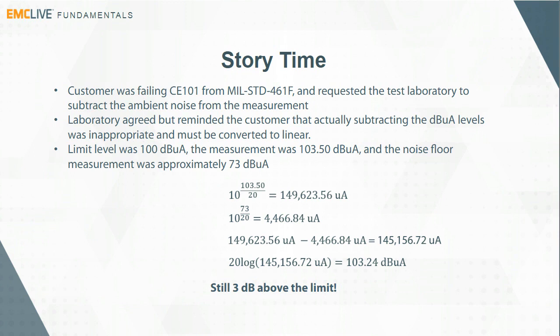So if we convert the measurement of 103.5 dB microamps, we get 149,000 microamps. And if we convert the ambient level, we get about 4,400 microamps. So we subtract the two, we get 145,156.72 microamps, and we take 20 times the log of that, and we get 103.24 dB microamps.